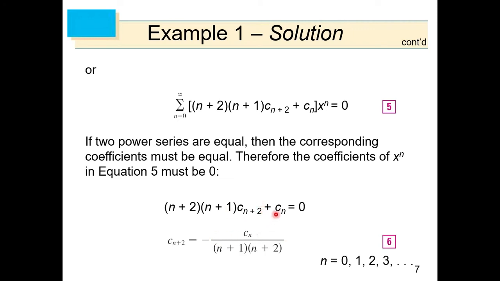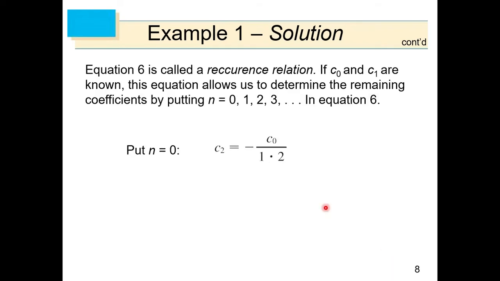Now the value of cn plus 2 is equal to minus cn upon n plus 2 into n plus 1 in the denominator, where n is equal to 0, 1 to infinity. Equation number 6. Equation number 6 is called a recurrence relation.